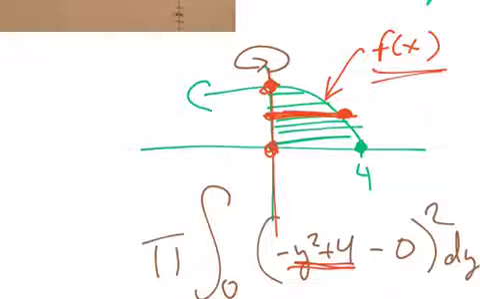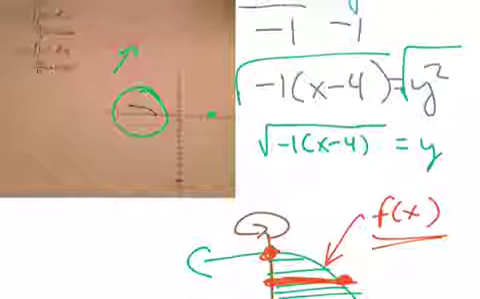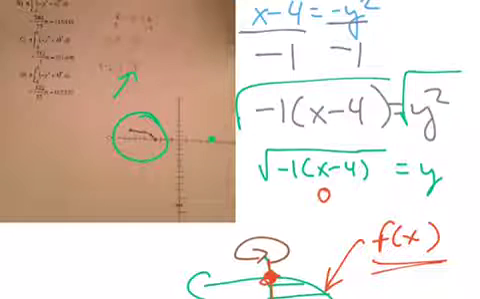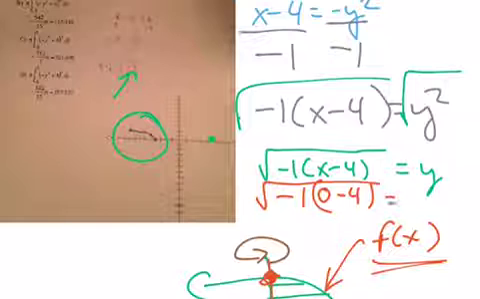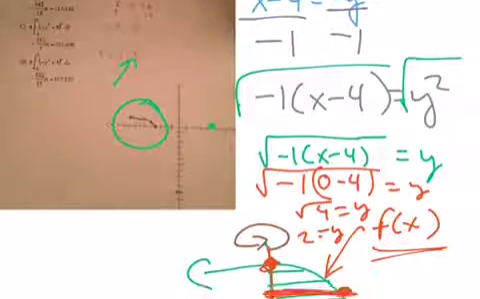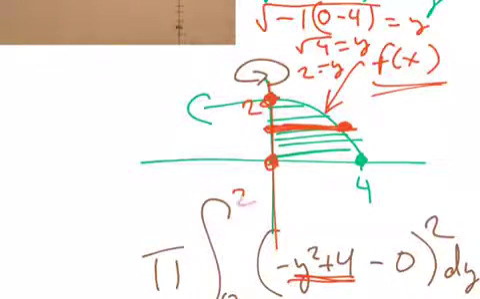So how do you figure out what this value is? Well, you know, x is 0 at this value. So if we go to the equation, if x is 0 here, we solve, we get the square root of 4, which is 2. Okay, so you know you're doing this from 0 to 2.